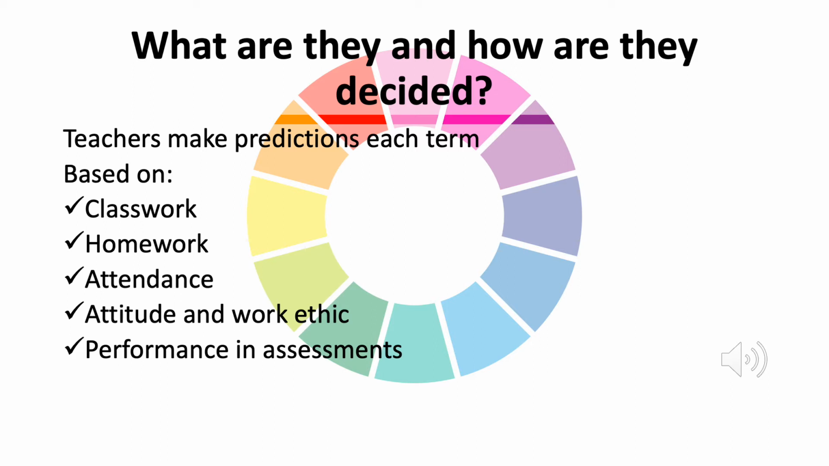If a child is doing really well, they'll be placed in a higher colour group. If a child is not performing well, we'll place them in a lower colour group. Each colour group has different interventions and different things that we do to make sure they progress.